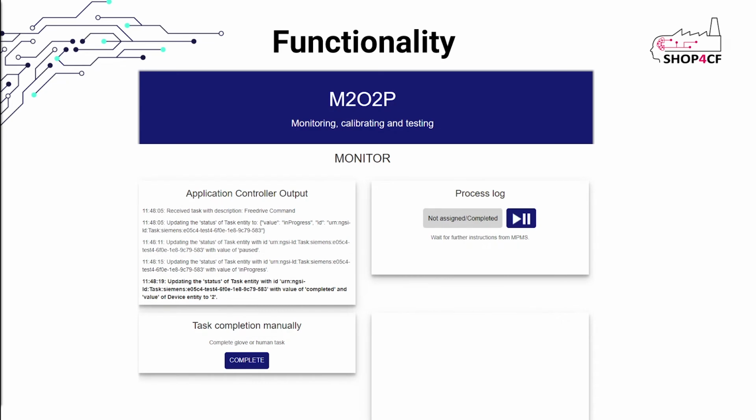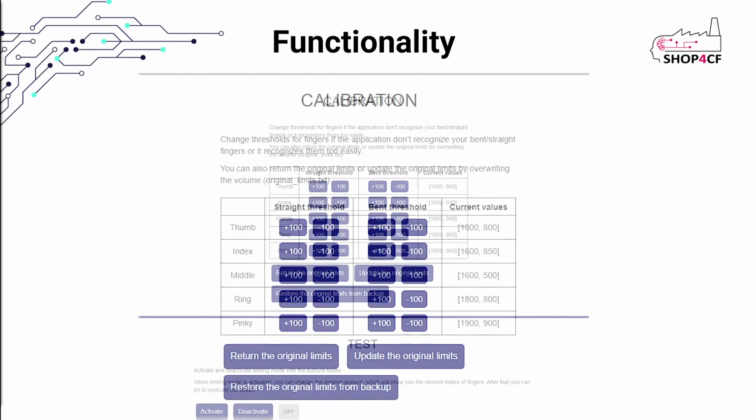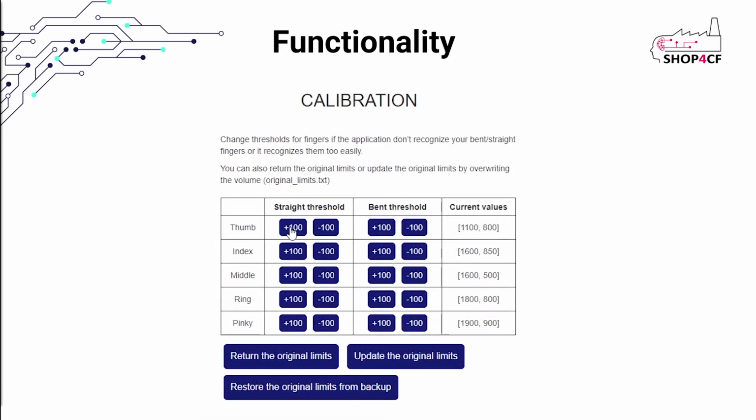If we then scroll down, we find ourselves in the calibration section. This calibration table holds the upper and lower thresholds for each finger, and the option to change them. It also provides a way to handle the limits by retrieving, updating and restoring them.